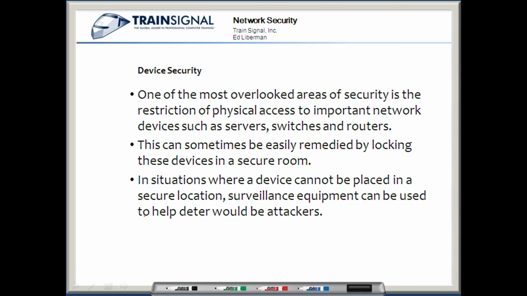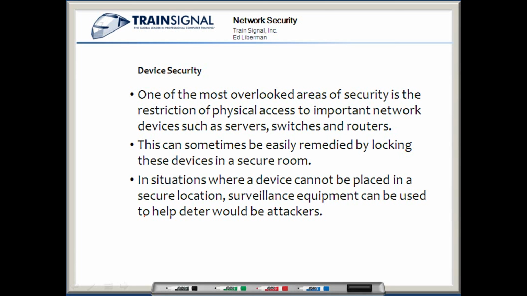If somebody can gain physical access to a device, then all the logical security in the world is meaningless, because it can all be bypassed once you gain physical access. So we can remedy this situation by locking these devices in a secure room. And if a secure room is not available, if there are devices that cannot be placed in a secure location because of the proximity of where they need to be relative to the services they're providing, well then it's a good idea to implement, well, there are two things I'll tell you.